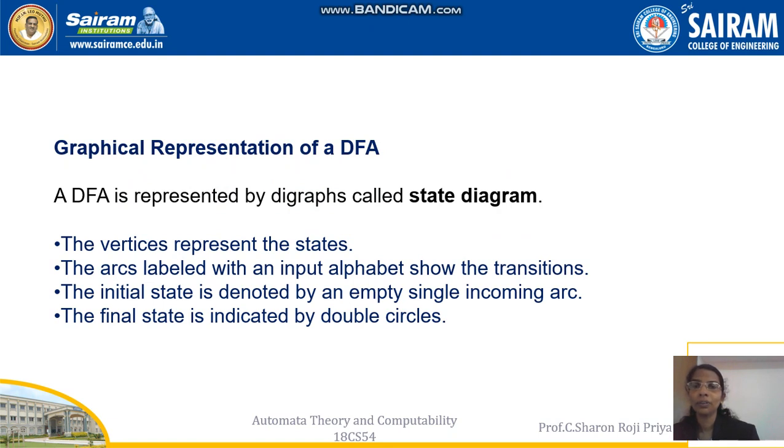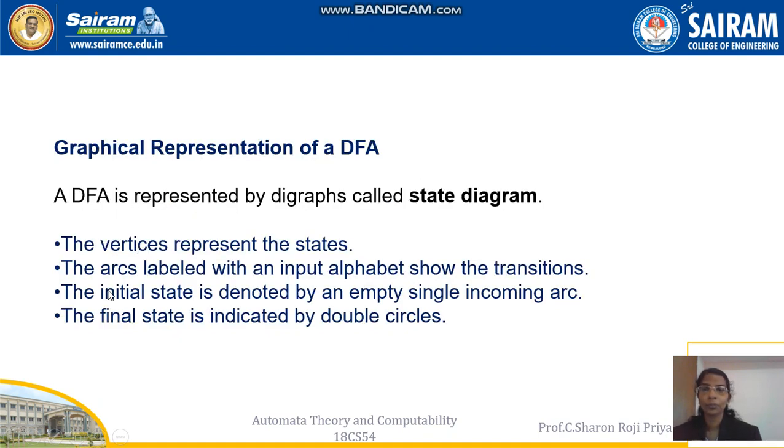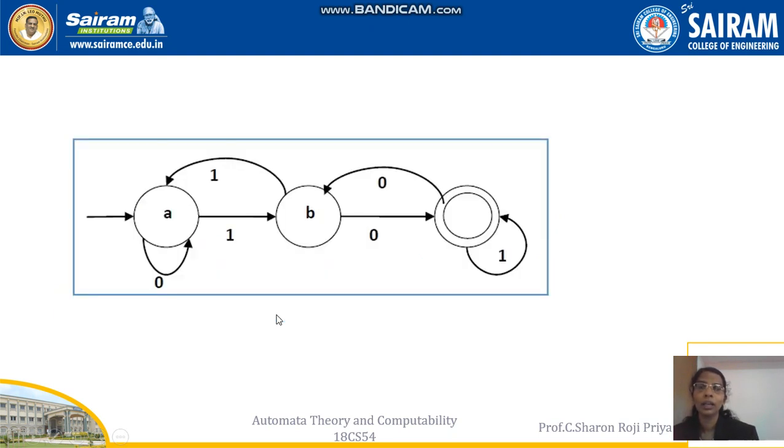Right. The DFA is represented by diagrams called state diagrams. The state diagram will have vertices representing the states. Every circle represents a state. The arcs labeled with the input symbol show the transitions, and the initial state is denoted by an empty circle with an incoming arrow. Right. And the final state is indicated by double circles, right?